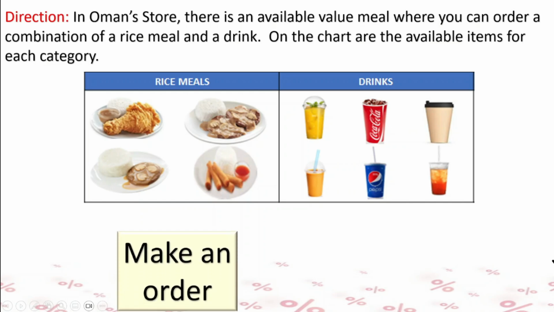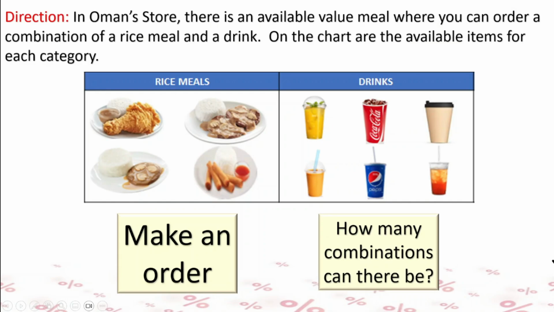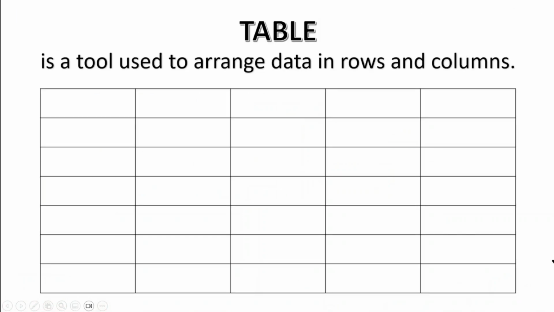Now, if you will be given the chance to order, what would you have taken? So I bet some of you already took theirs. And the question that I'm about to ask is how many combinations can there really be? So, with that question, we are going to talk about the different methods by which we can count the number of value meals we can come up with using the combination of rice meals and drinks. The first one is the table.